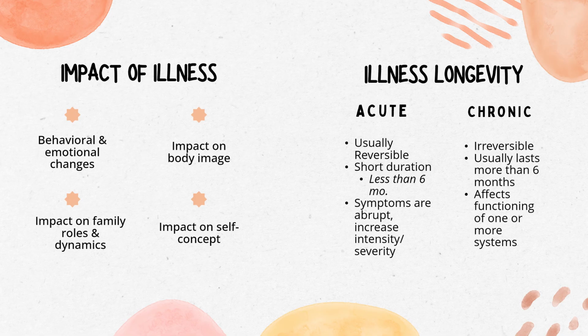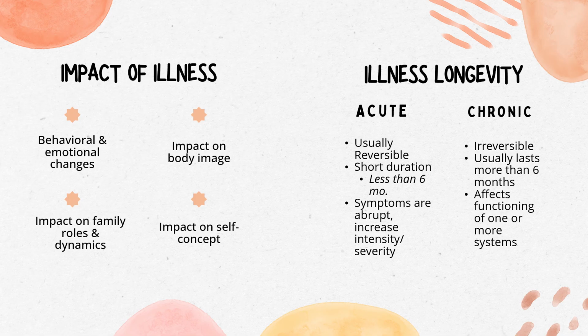And then illness longevity, so acute versus chronic. Acute is going to be more sudden onset, shorter duration. It's typically reversible, and it typically will last less than 6 months. So symptoms are abrupt, they increase in intensity and severity. So as a nurse with an acute illness, we want to make sure we're focusing on symptom relief, rapid recovery, and education for prevention.